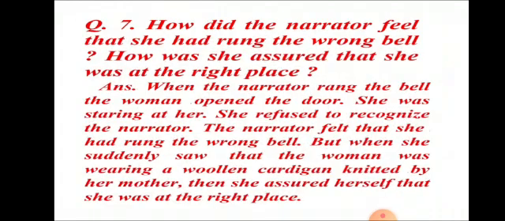Question number 7: How did the narrator feel that she had rung the wrong bell? How was she assured that she was at the right place? When the narrator rang the bell, the woman opened the door. She was staring at her. She refused to recognize the narrator. The narrator felt that she had rung the wrong bell, but when she suddenly saw that the woman was wearing a woollen cardigan knitted by her mother, she assured herself that she was at the right place.